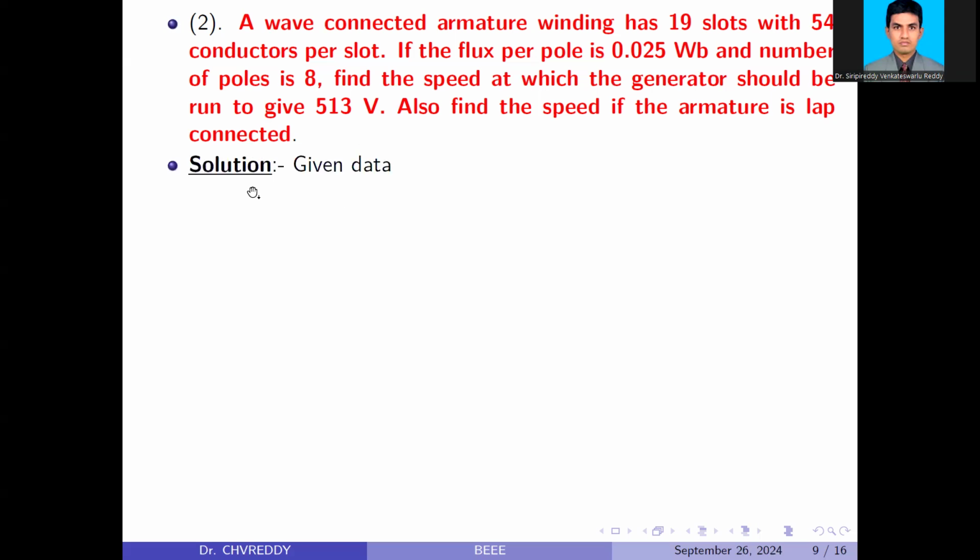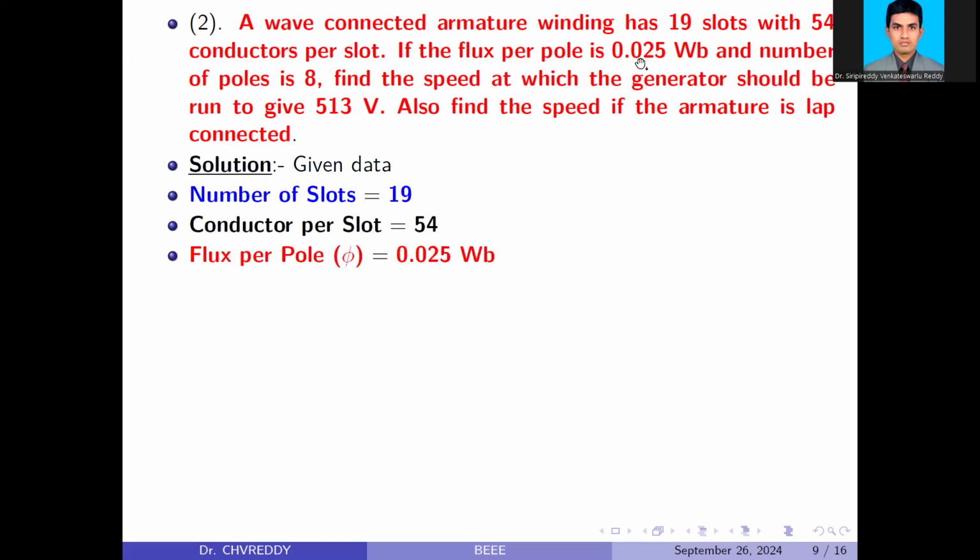Coming to the solution, the given data: it is connected wave winding. The number of slots they have given is 19, and they have also given 54 conductors per slot, that means conductors per slot equal to 54. The next one they have given is flux per pole, that is flux per pole phi equal to 0.025 Weber.